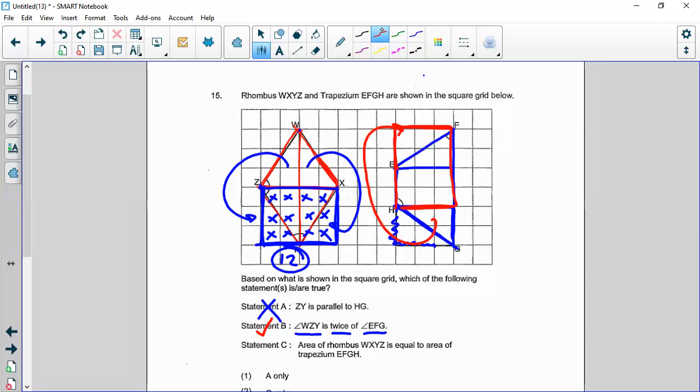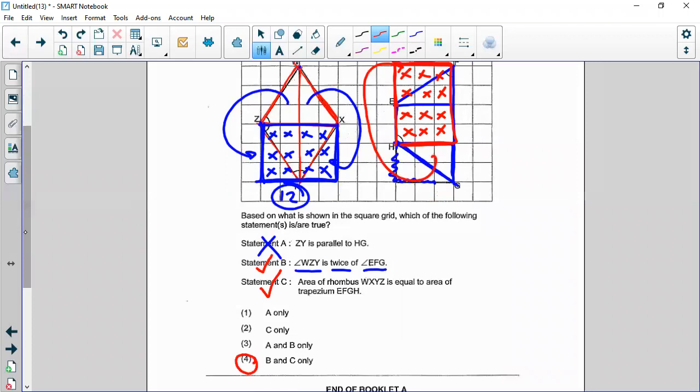Okay, so how many squares make up the trapezium? So 1, 2, 3, 4, 5, 6, 7, 8, 9, 10, 11, 12. 12. Same, equal. So these 2 shapes are equal in area. So statement C is correct. So your answer is B and C, answer number 4.